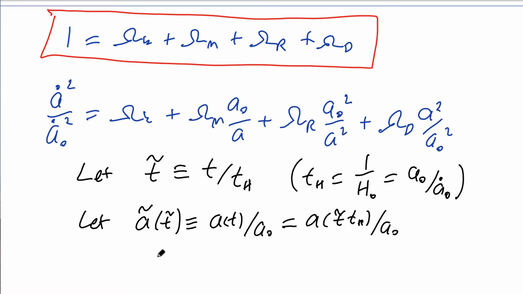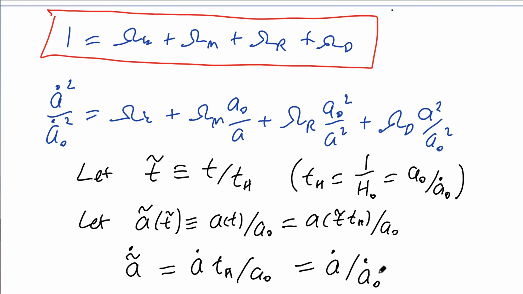And now if we differentiate this with respect to t tilde, what we find is a tilde dot, and by dot here we mean differentiation with respect to its argument t tilde, is equal to, now differentiating this with respect to t tilde, we first differentiate a with respect to its argument. That gives us a dot. And then we differentiate the argument with respect to t tilde, which gives us a factor of t sub H, and then that's divided by a sub 0. And now using this expression for t sub H, we see that a tilde dot is equal to a dot divided by a dot 0.